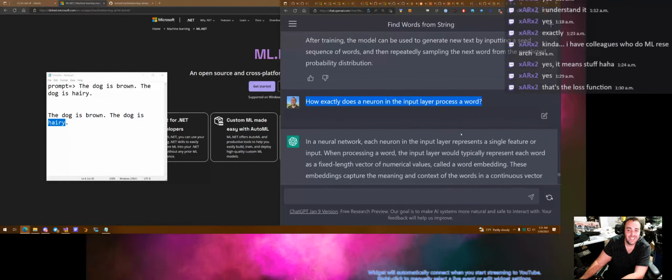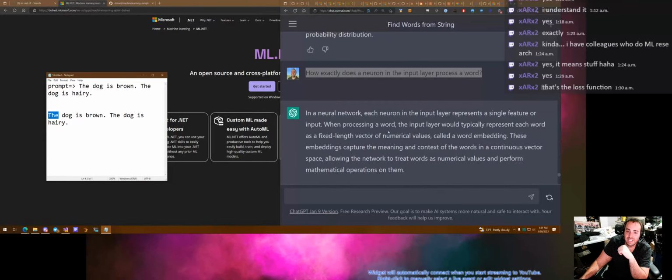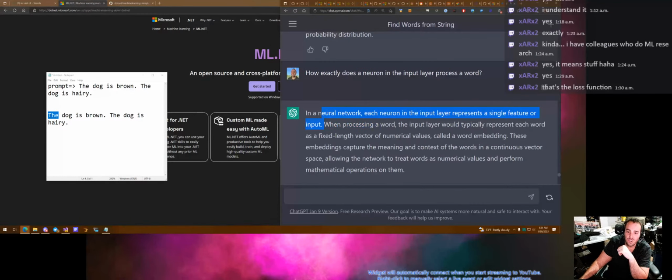That's like an obvious question. Like, how does it get there? Because it hasn't really told me how the word gets turned into a number, right? So in a neural network, each neuron represents, it keeps repeating itself, right? A single feature of the input.